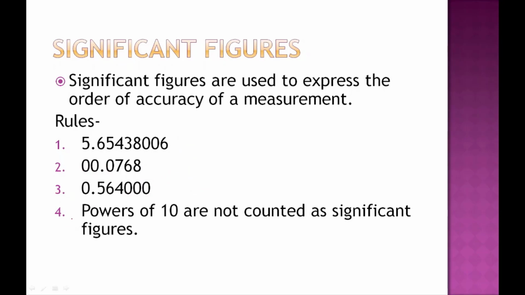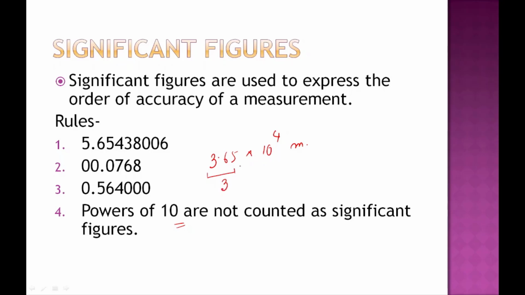Now what does the fourth rule say? The fourth rule says that powers of 10 are not counted as significant figures. What does it mean? Let's take the example of a number written as 3.65 × 10^4 meter. In this case, as you can see, 3.65, all of these are non-zero digits, so they will be termed significant figures.